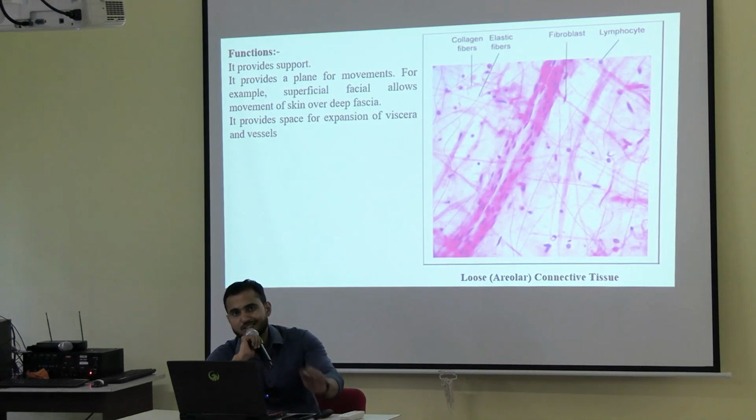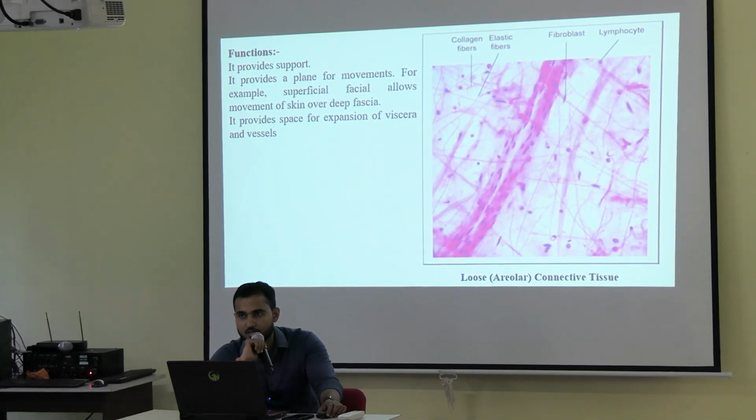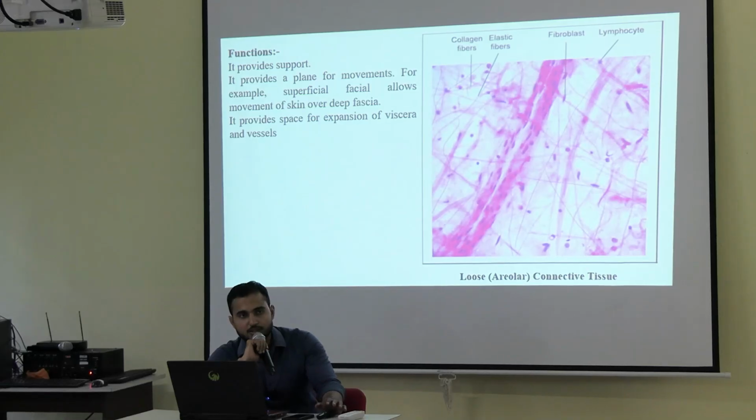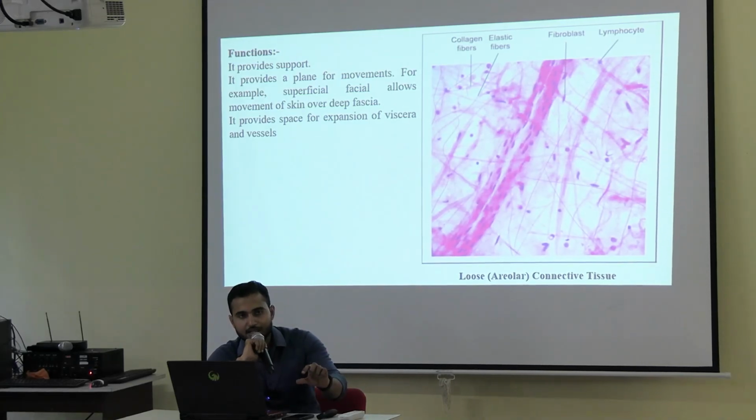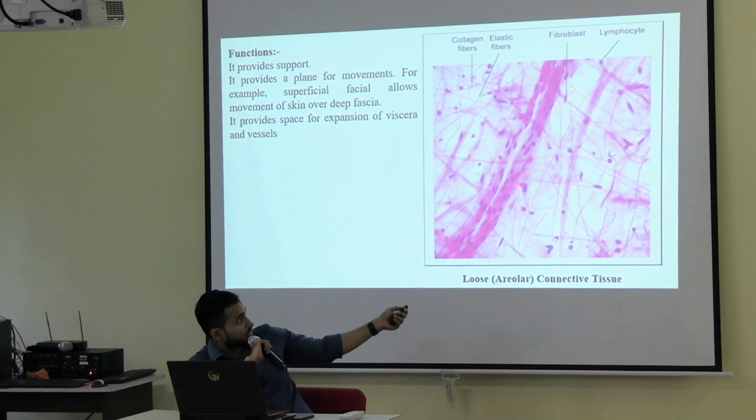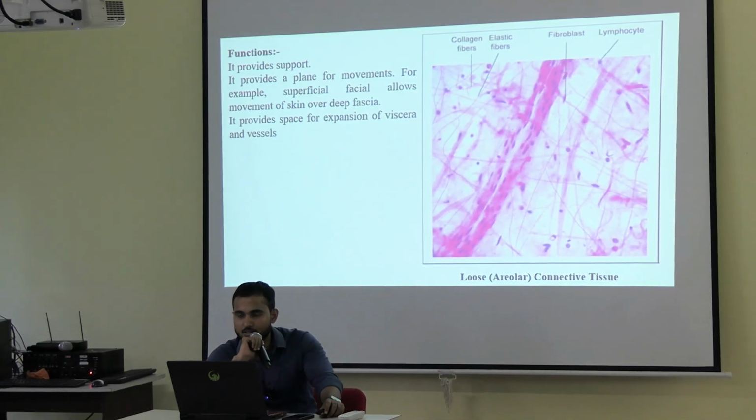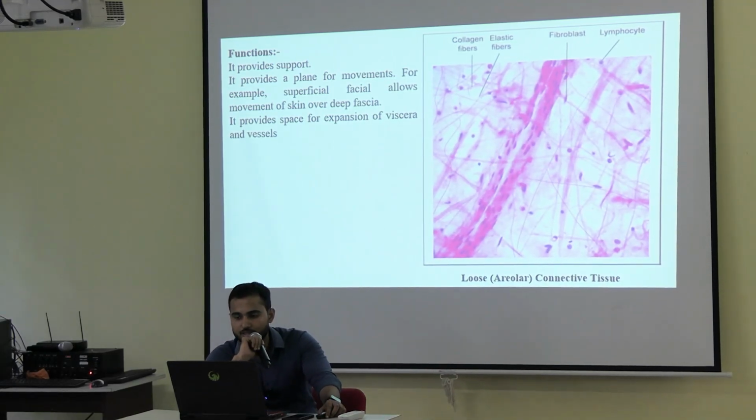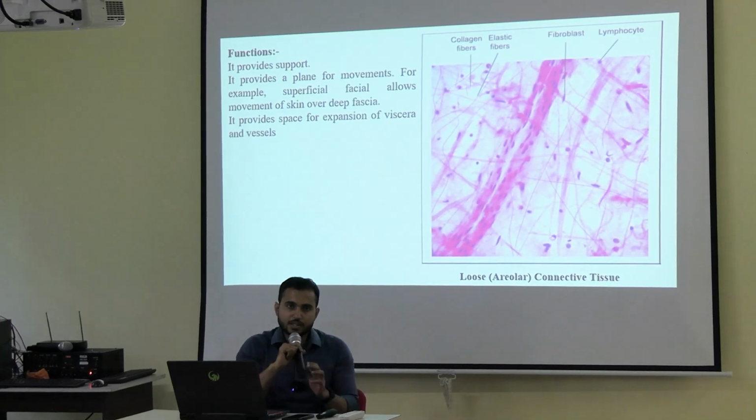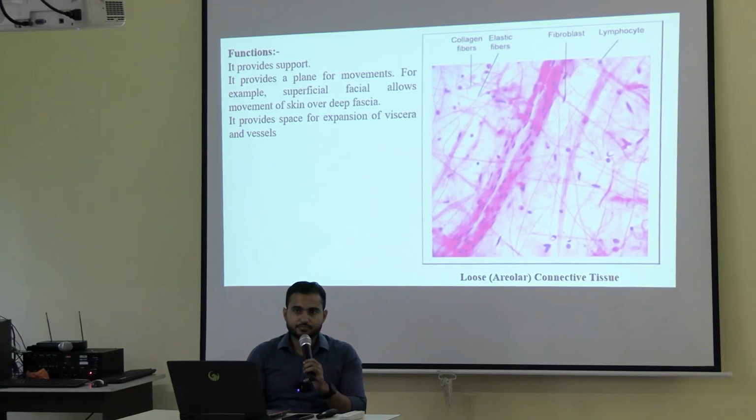For example, skin is moving over the superficial fascia, and it provides expansion of the viscera as well as blood vessels. Whenever the blood is flowing, sometimes the blood vessel can dilate. So for that dilatation, the space is provided by this particular connective tissue. And here you can see the diagram of the loose areolar connective tissue, where all the fibers can be seen. You can see different types of cells. Ground substance is also there, but mostly it is washed away, so it appears empty.